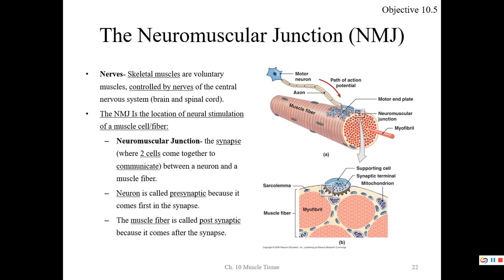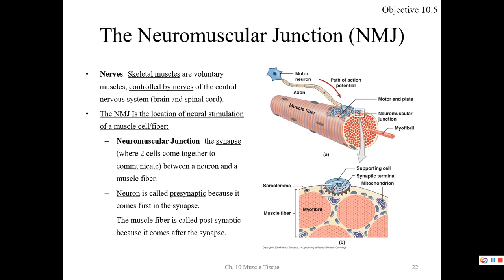Remember, skeletal muscle contractions are voluntary. They're controlled by nerves. Nerves, like from the central nervous system, the brain and spinal cord, these nerves come off the central nervous system, and they're going to tell my muscle to work, okay? The neuromuscular junction, or NMJ, is the place the magic happens. This is where the muscle gets told what to do. And it's a lot like a relationship where we have to have communication between the two parties, okay?